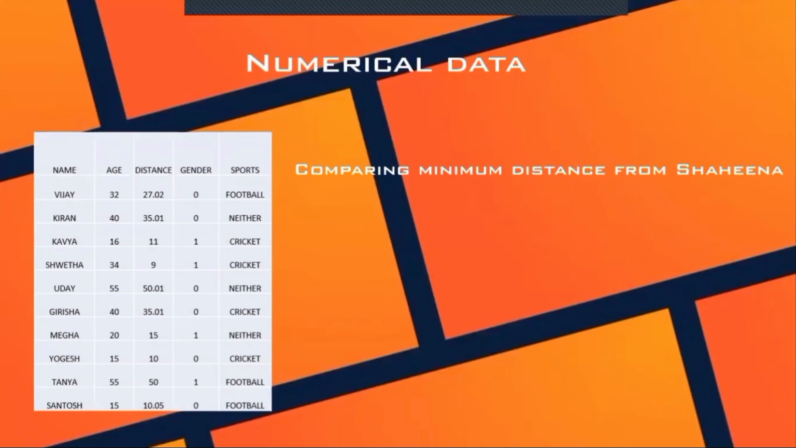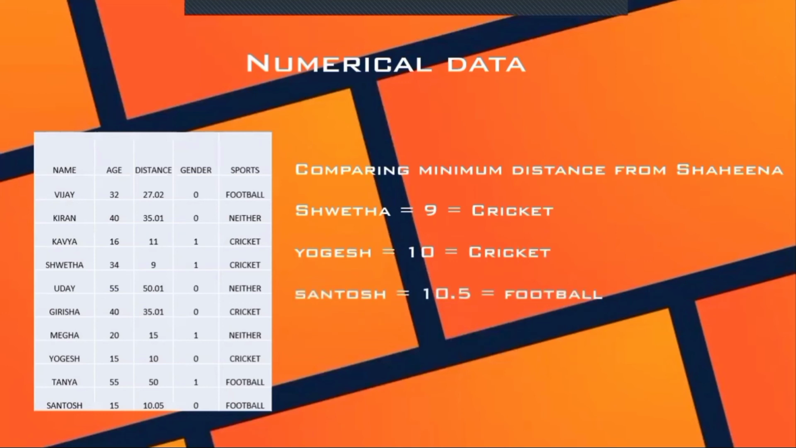By analyzing the data here, friends, you can clearly see Shweta has the minimum distance from Shahina, which is 9. Second comes Yogesh, with a distance of 10, who loves cricket. Third comes Santosh, with 10.5, who loves football. The reason I'm taking 3 people is because the value of k here is 3. So I have taken k equals 3. Shweta is very close to Shahina, Yogesh is second closest, and Santosh is the third closest. Among these 3 people, 2 love cricket and 1 loves football. So that comes to the conclusion of best of 3. We can conclude that Shahina loves cricket.